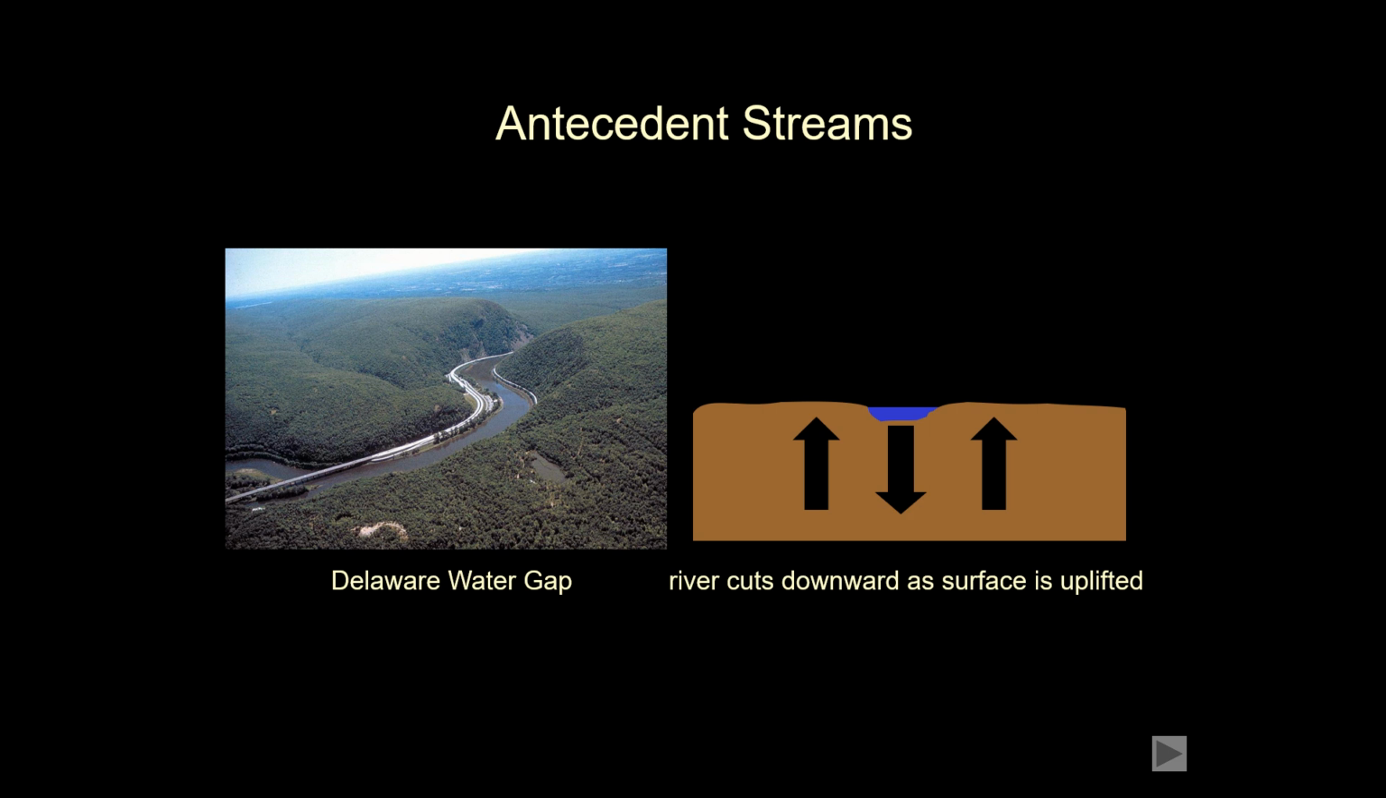And I have this animation here on the right. Watch this animation. As these mountains rose, the Delaware River just kind of stayed there and kept cutting down as the mountains rose. So even though the surface has been uplifted, the river is still there in the same place.